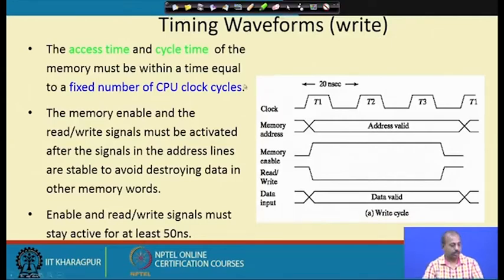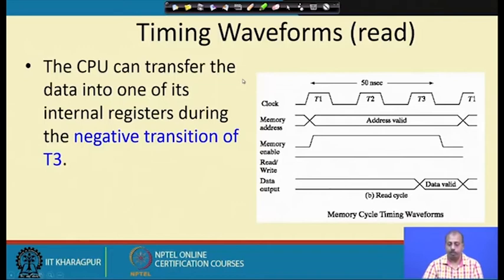Next we will be looking into the read operation. In the case of a read operation also, the CPU can transfer data into one of its internal registers using the negative transition of T3. Here the operation is like this: a valid address is put, the memory enable signal is made active, and the read/write bar line is made high. So this is the read operation.